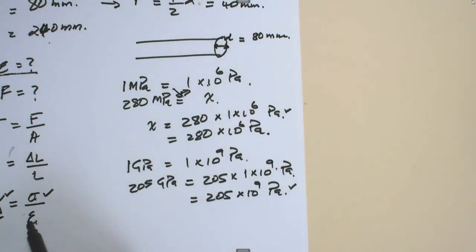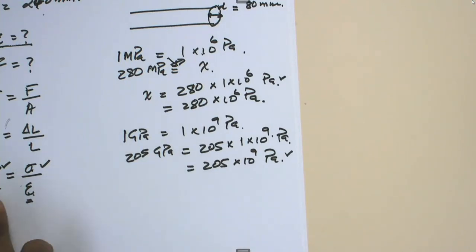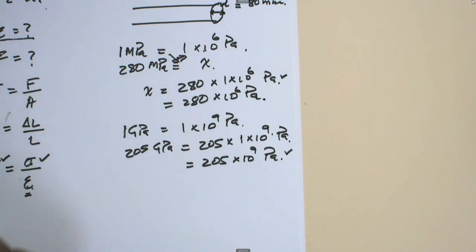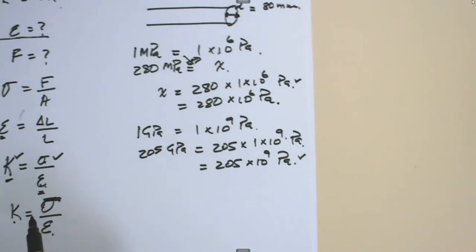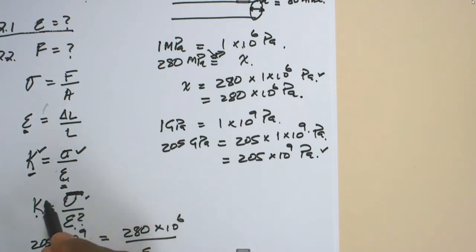Then we have to find this. I think the easiest way to do that would be just to substitute in this equation. K is equal to a stress, I am writing it as if it's theta, over a strain. But we know that our modulus of elasticity is equal to 205 times 10 to the power 9 pascals. That is equal to our stress, which is 280 times 10 to the power 6 pascals, divided by E. So what we have to calculate is E, because we are given these two quantities.